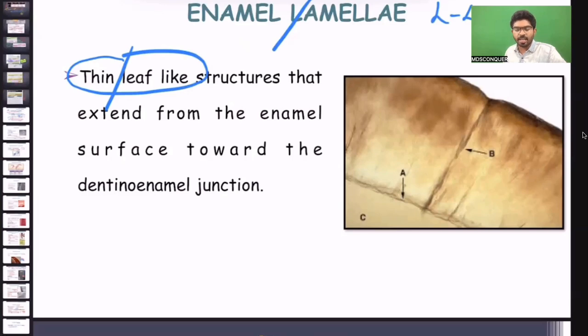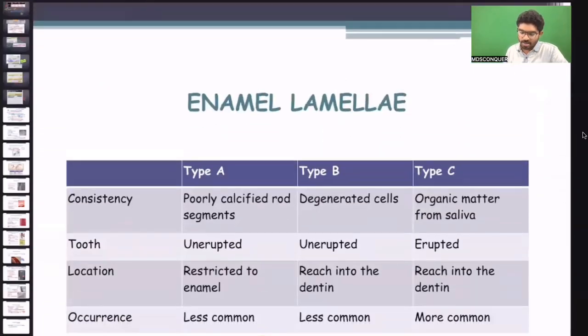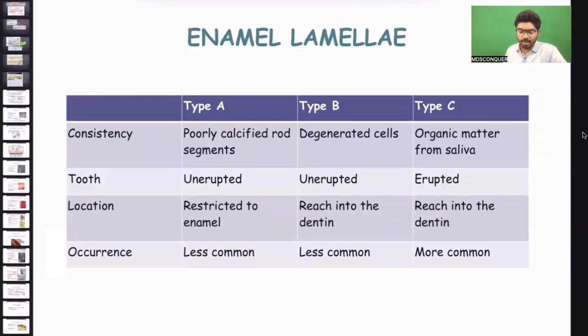Leaf-like structures are lamellae. What are these leaf-like structures that extend from the enamel surface? They move from the enamel surface towards the dentino-enamel junction. They are thin leaf-like structures extending from the enamel surface and moving down towards the dentino-enamel junction. These are called enamel lamellae. They are basically types A, B, and C.